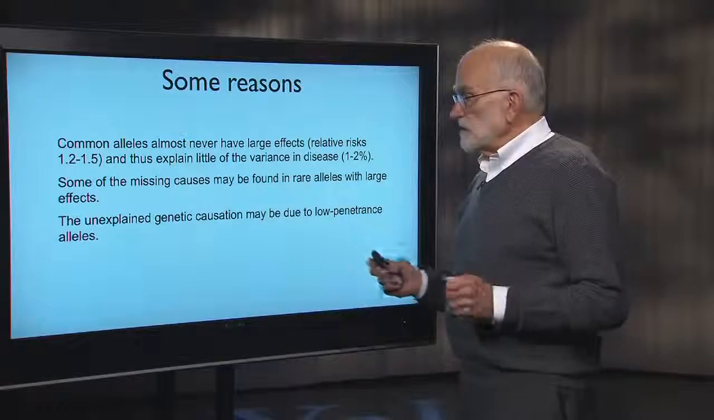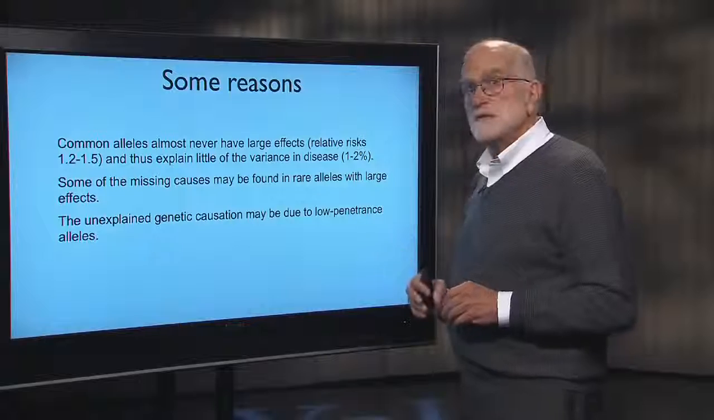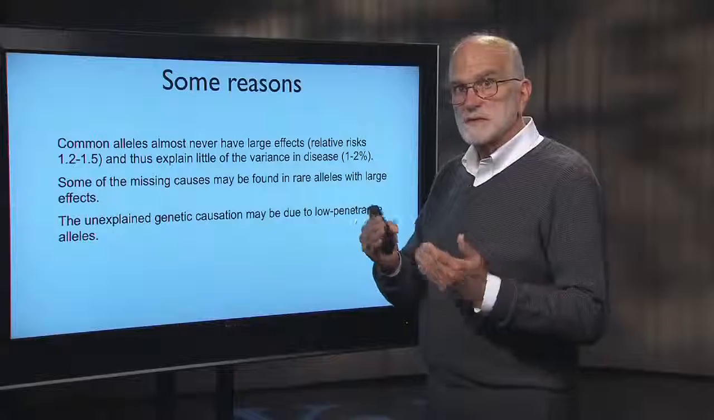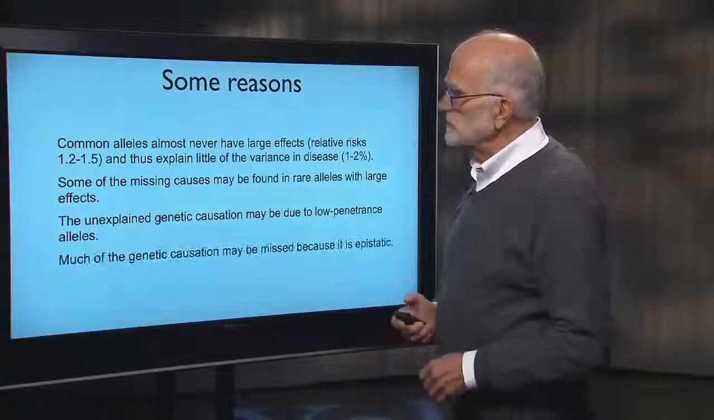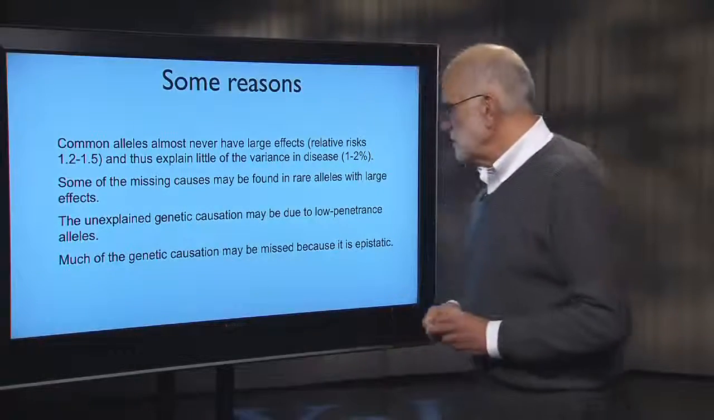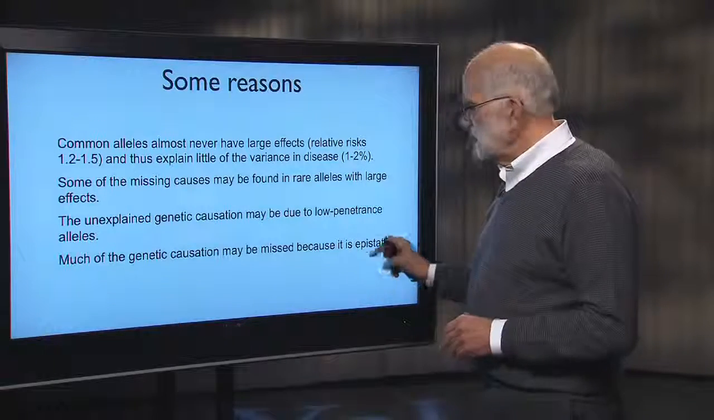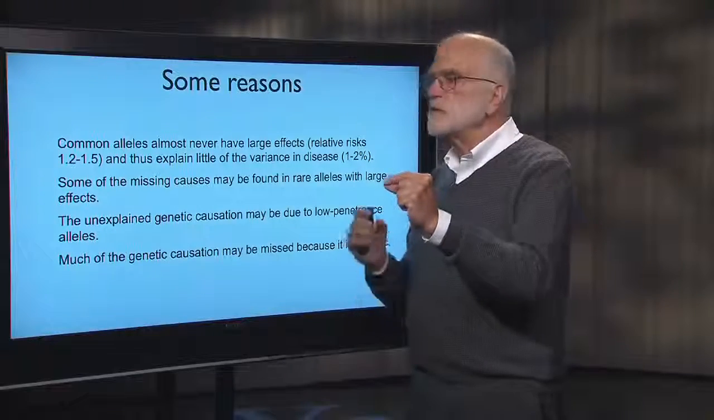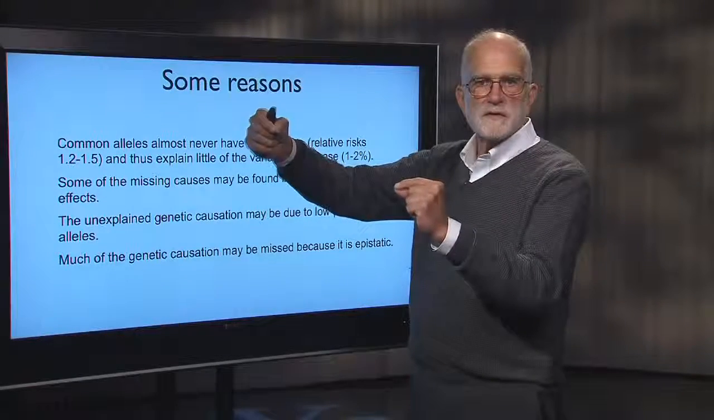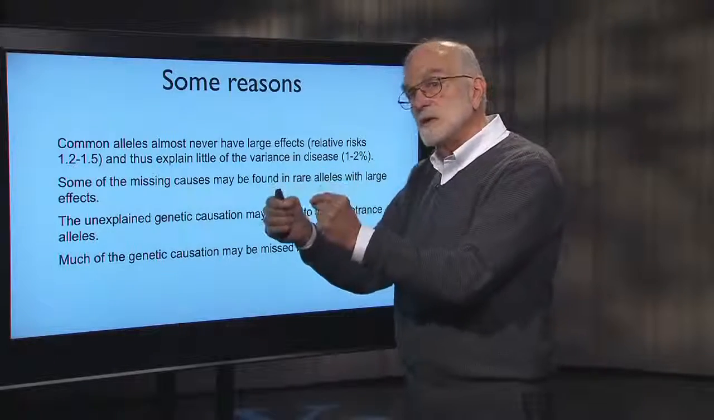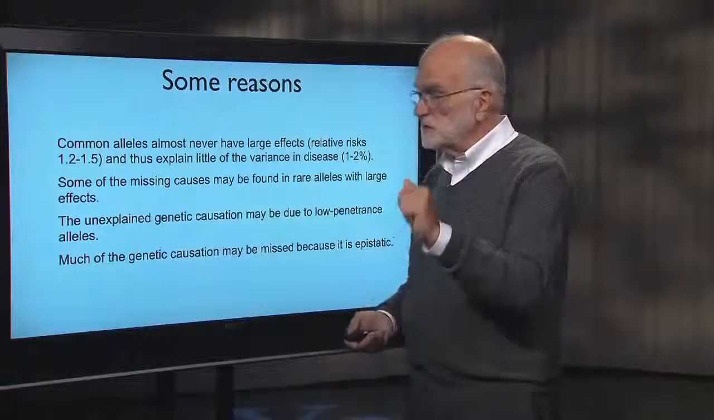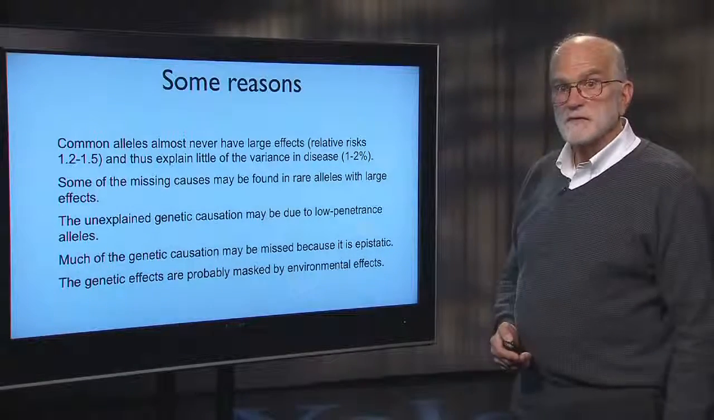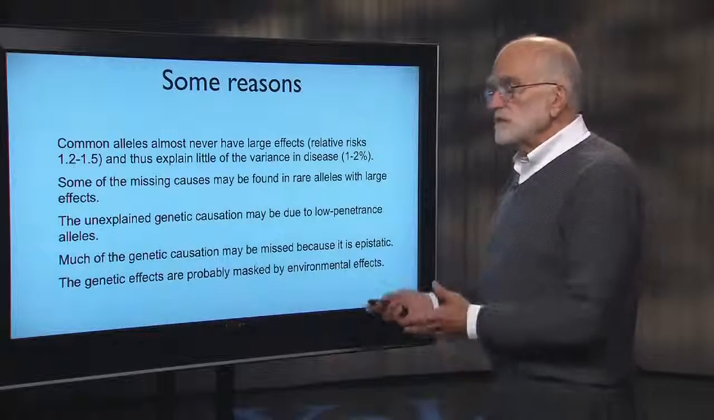Also, the unexplained genetic causation might be due to low penetrance alleles. So these are cases where the genetic variation is there, but the developmental system is not letting it be completely expressed. Much of the genetic causation might be missed because it's epistatic. That means that yes, this particular variant has an effect, but only in combination with some other variant. And so you then have to start trying to detect combinations rather than just single gene variation. And the genetic effects are probably masked by environmental effects. So this is kind of interesting.